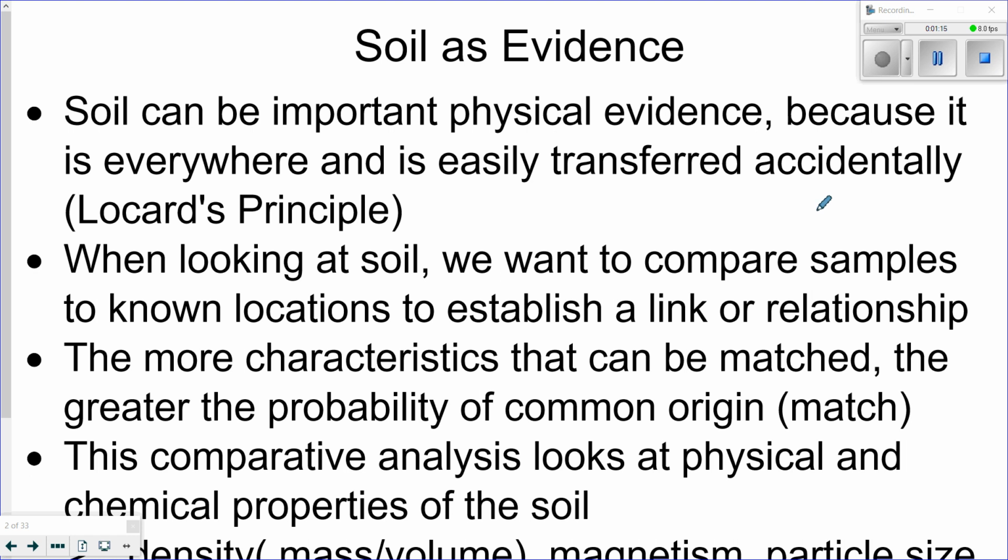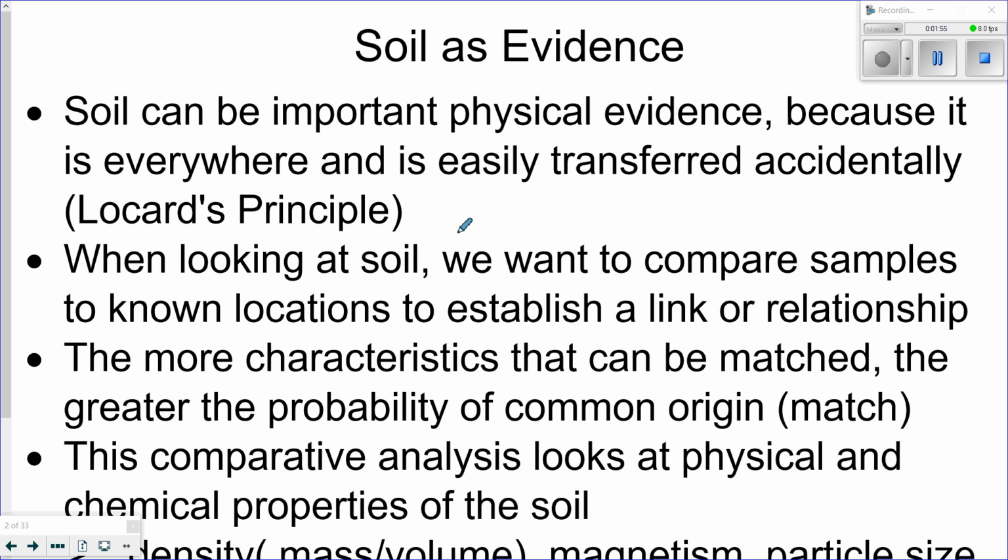It's very small particles. That refers back to Locard's principle, where anytime there's contact between 2 materials, there's going to be a transfer of materials. When looking at soil, we want to be able to compare samples to known locations to establish a link or relationship. So just the fact that we find soil doesn't give us a whole lot of details. But if we find soil on a suspect's shoe that matches the same type of soil at the victim's house, that can link them to that crime scene. But we have to have that comparison of samples.